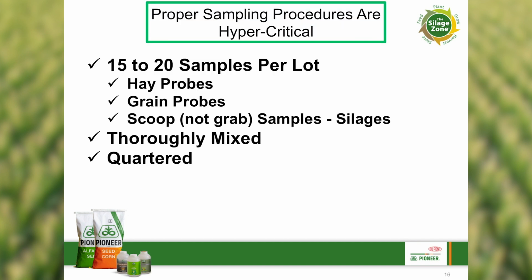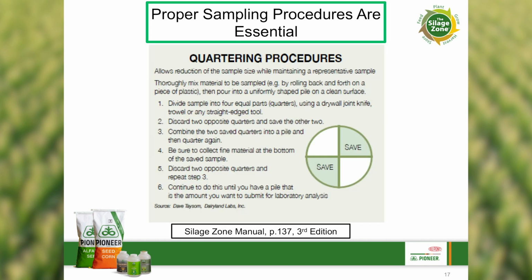So whenever we sample, no matter what it is, whether it's hay or grain or byproducts or silages, we always want to get 15 to 20 scoops, especially on the silage that we're scooping with our hands, not grabbing, that we get it thoroughly mixed in a bucket, and then we pour it out to where it can be quartered and looked at closely by taking the opposing quarters and putting those together for the next sample to be sent in. This slide shows that exact procedure and what we can do with that.